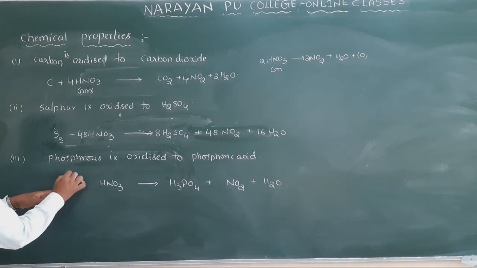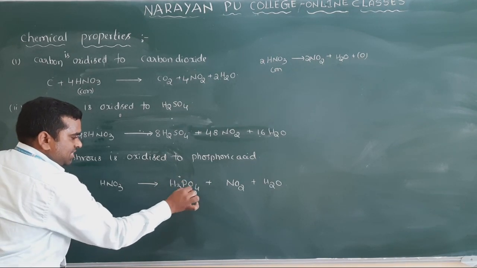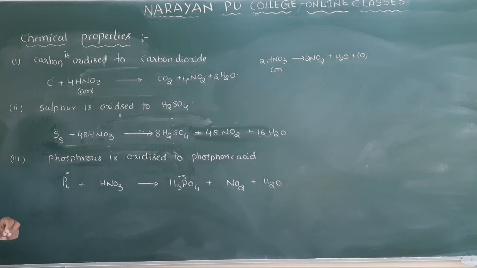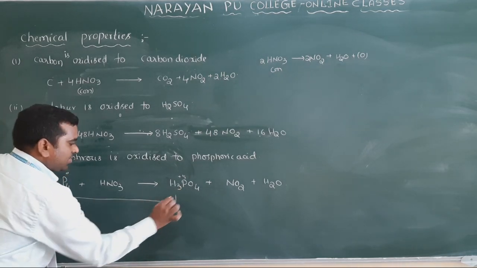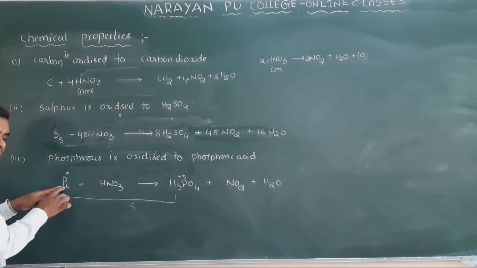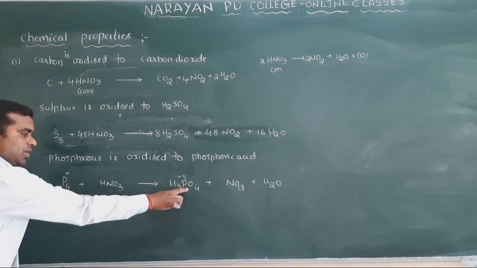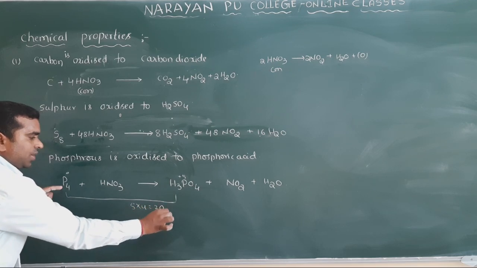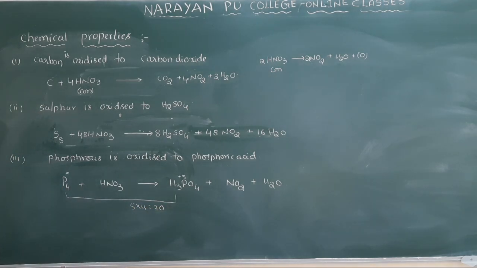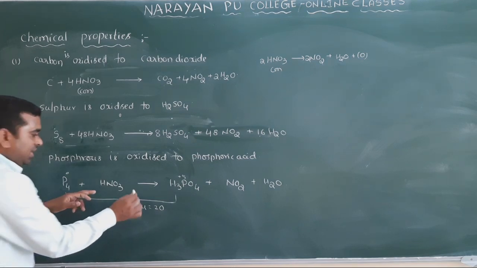So here 0 and here what is it? +5. Clear? 0 to 5. How many units increased here? There are 5 units, for each phosphorus increased is 5 units. But how many phosphorus are there? 4. So 4 into 5, 20. 4 into 5, how much here? 20. So that's why you have to multiply. Here how much is it?